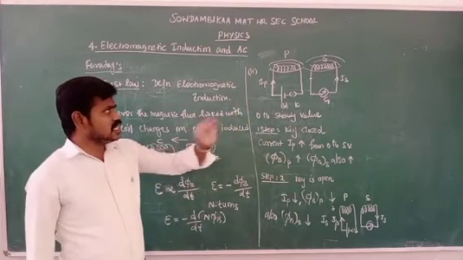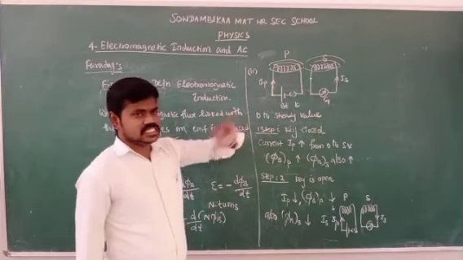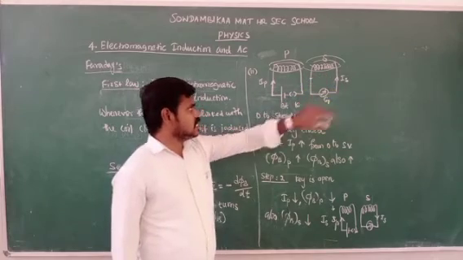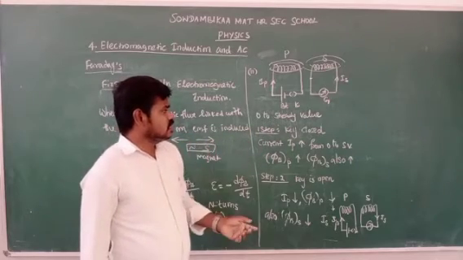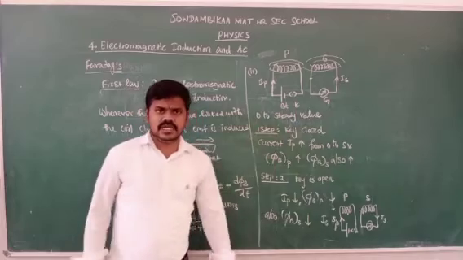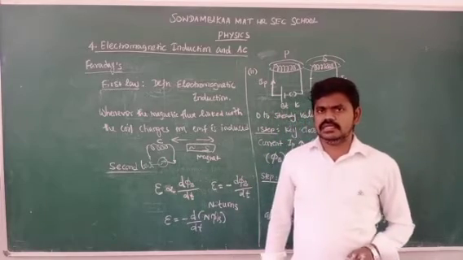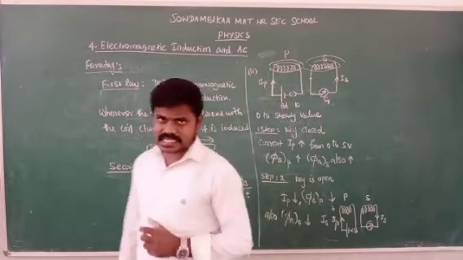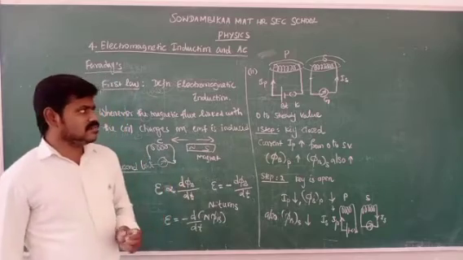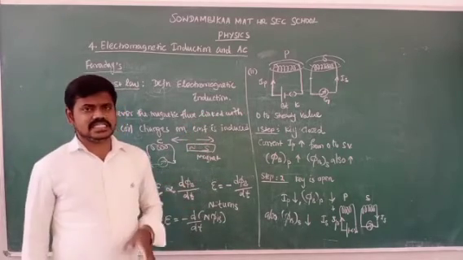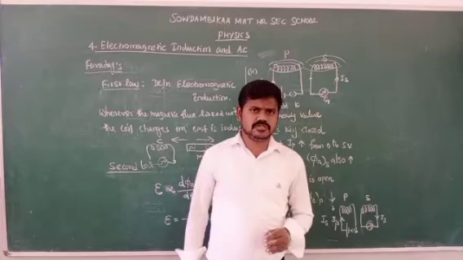Next, let us consider the two coil system. In the second experiment, the magnetic flux linked with the primary coil changes, so the magnetic flux linked with the secondary coil also changes, and current is produced in the secondary coil. In both experiments, when there is continuous relative motion between the coil and the magnet, an EMF is induced. Due to the EMF, current is produced in the circuit. This current is called induced current. The phenomenon of producing induced current is called electromagnetic induction.